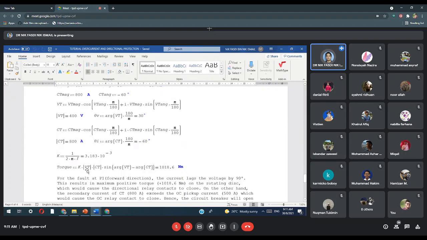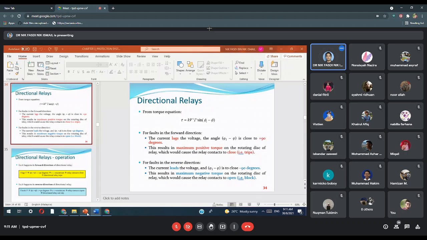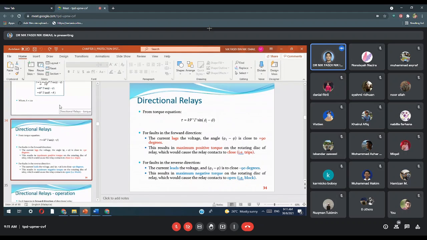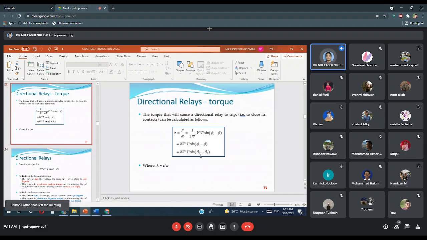Okay, for the torque produced, you have to know each element, each component here: K, V prime, I prime, sin the angle. What is this? This is the angle. We want to know the angle of voltage minus the angle of current. Here we see theta V minus theta I. So you want to know the difference between the angle of the voltage prime and I prime. Remember, V prime, I prime means the secondary that the CT has stepped down. If there is no prime, it is the primary fault voltage or fault current. You have to be clear on this symbol.